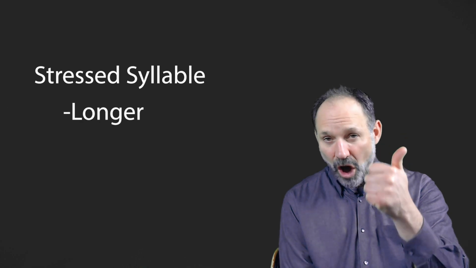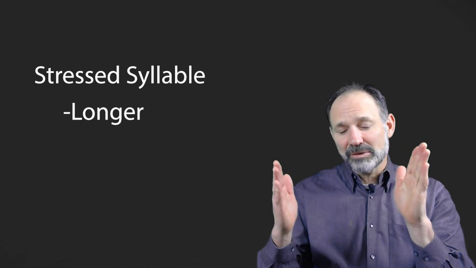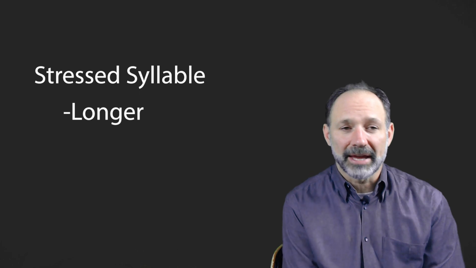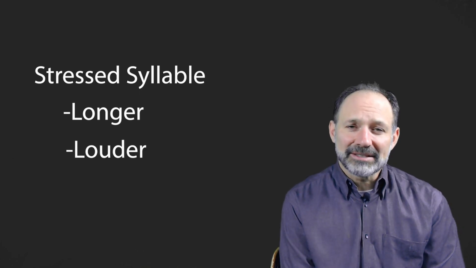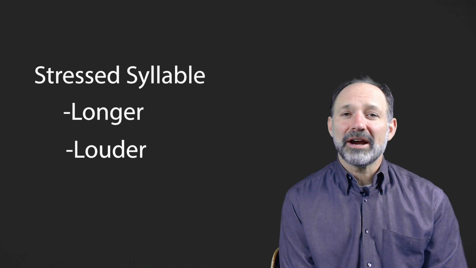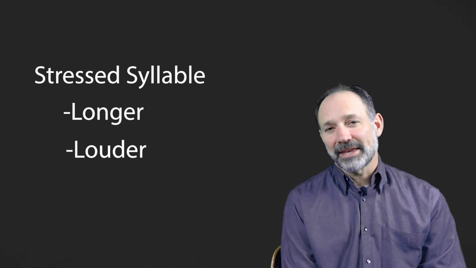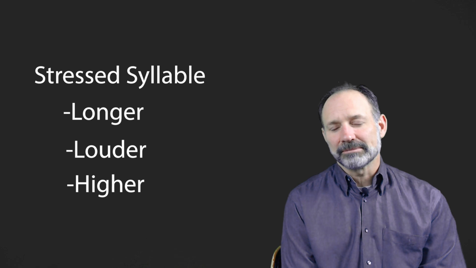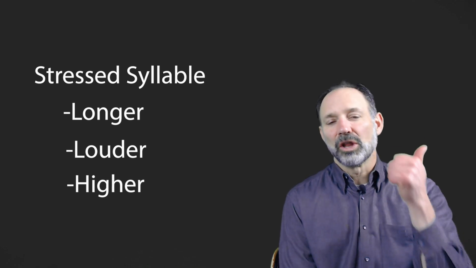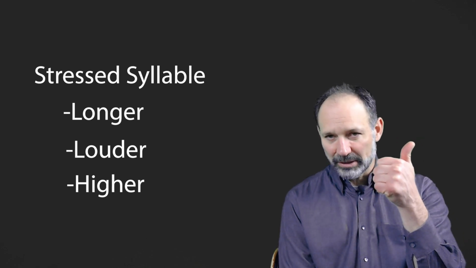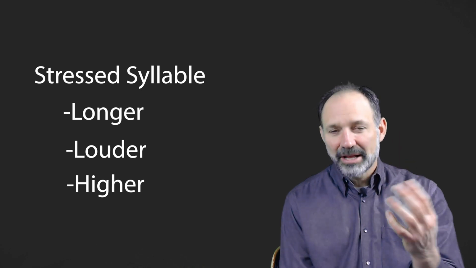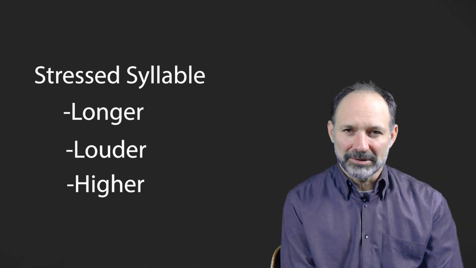So when I say a stressed syllable, what do I mean? A stressed syllable is going to have three things. It's going to be longer, so the vowel sound will be longer. That's the most important thing. The second thing is that it will be a little bit louder. And the third thing is it might be a little bit higher. So longer is number one and most important, louder and higher. That's what we look at with stressed syllables.